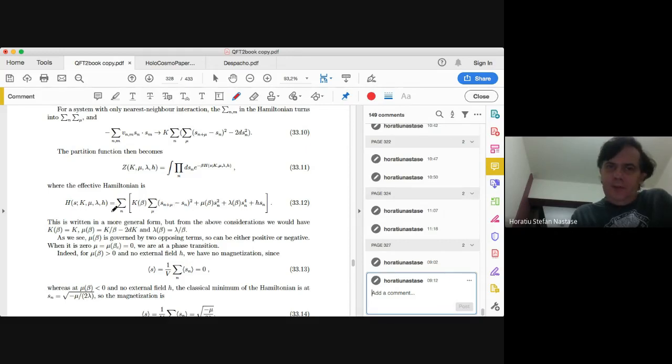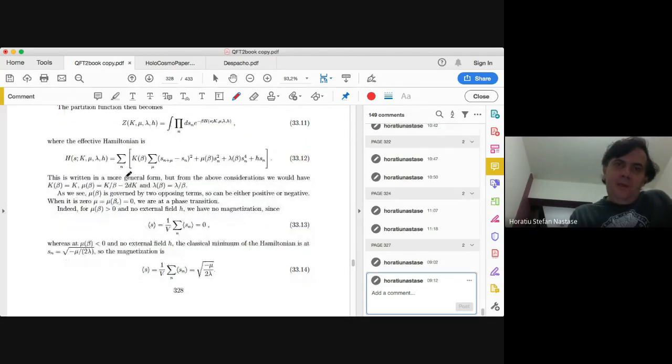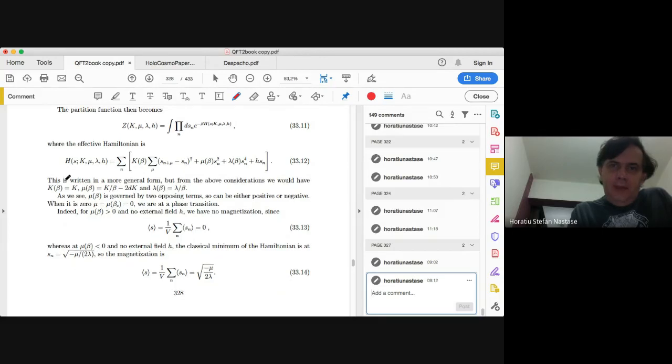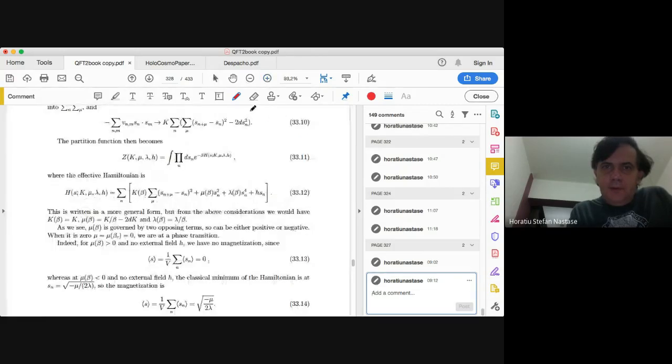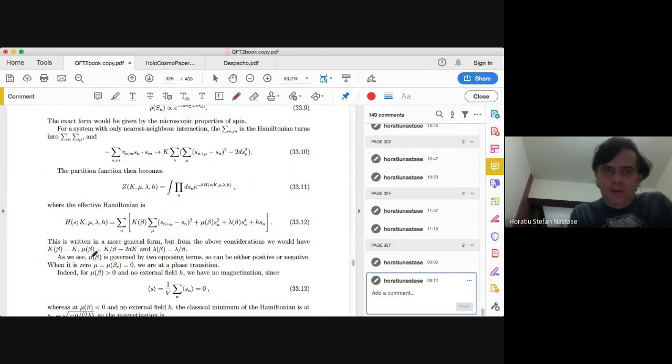So this would be the general form: sum over n, k of beta, sum over mu, Sn plus mu minus Sn squared, plus mu of beta Sn squared, plus lambda of beta Sn to the 4, plus h Sn. So this is the most general form, but by comparing to what we got from here, we find that k of beta is the constant k from before. Mu of beta is k over beta. You have this k divided by beta. And then minus 2d times k.